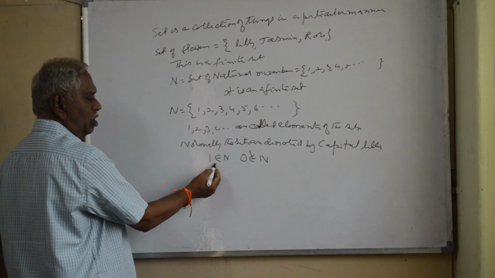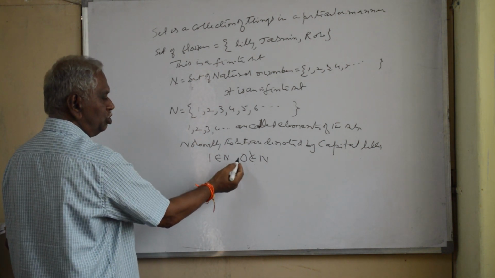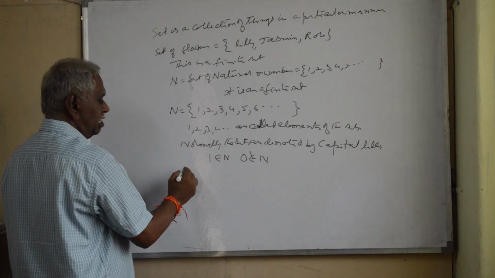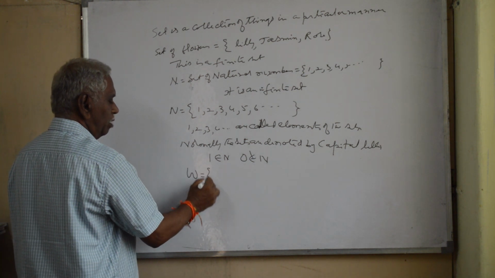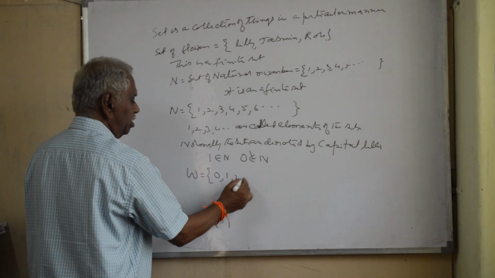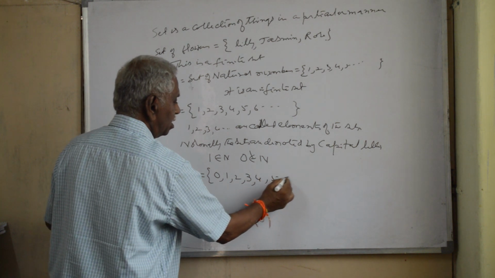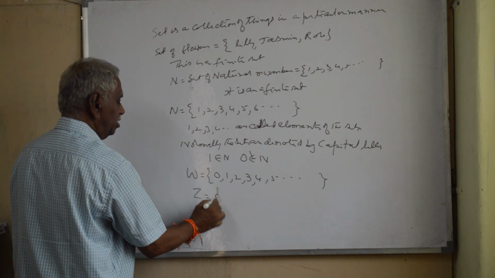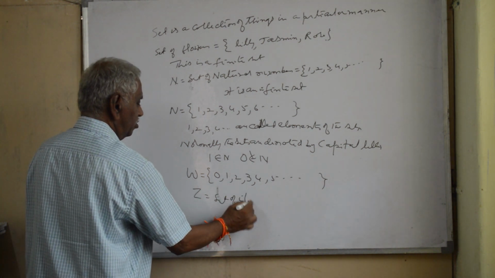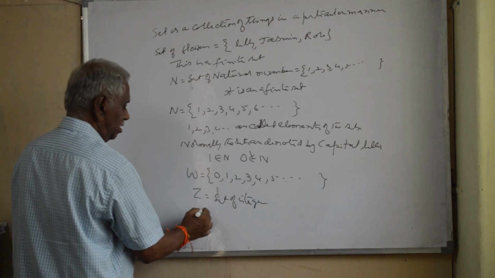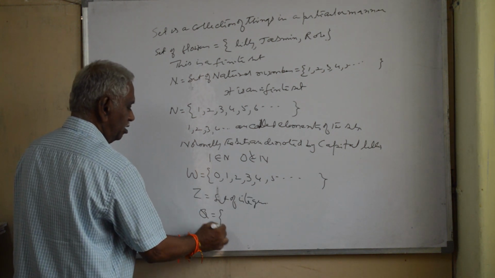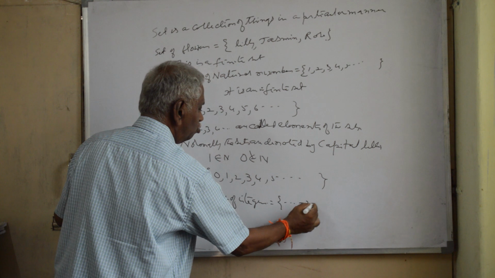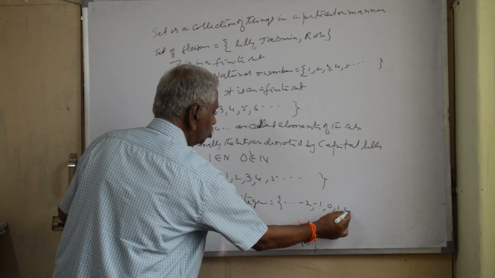This is the symbol for belongs and this is the symbol for does not belong. So 0 does not belong to N. Similarly, there are so many sets. W is equal to 0, 1, 2, 3, 4, 5, etc. And Z, the set of integers, is -2, -1, 0, 1, 2, 3, etc.